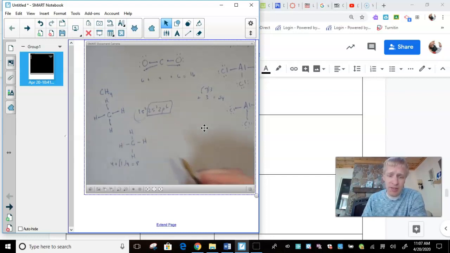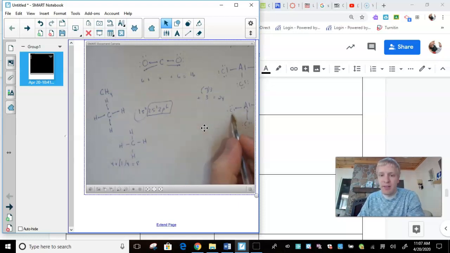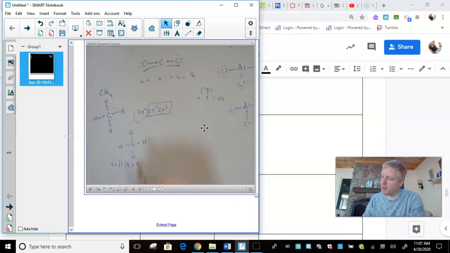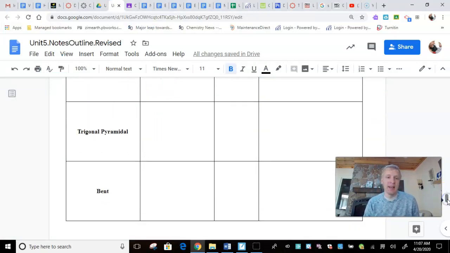But how do we determine the shape? Well, we look at how many outer atoms there are. There's 1, 2, 3, 4. How many lone pairs are in the center? 0. And remember, a lone pair is a pair of electrons that are not involved in bonding. So 4 outer atoms, 0 lone pairs, that has to be none other than tetrahedral.